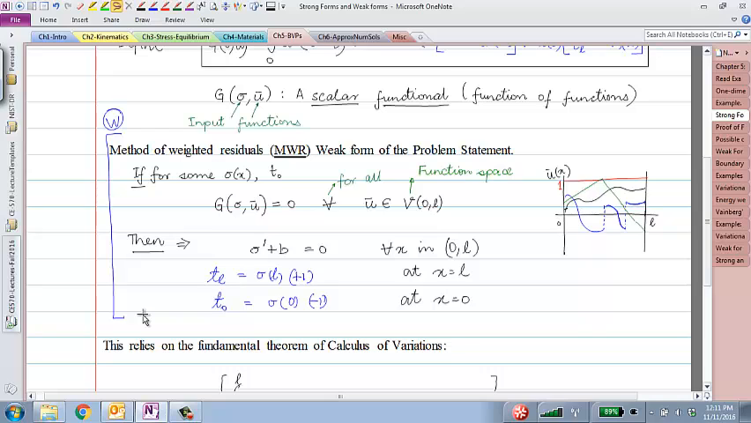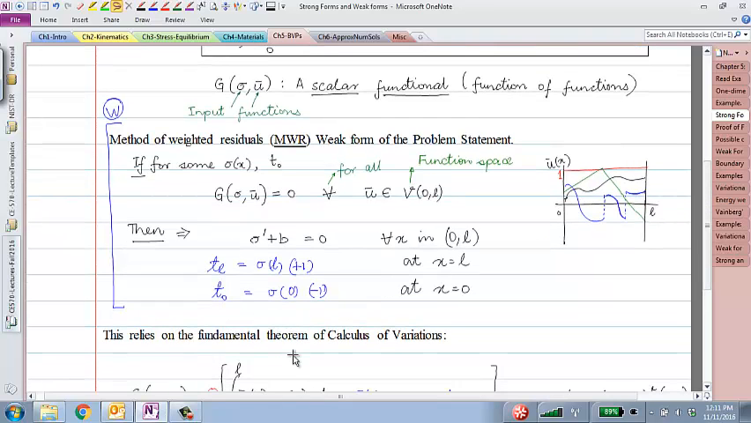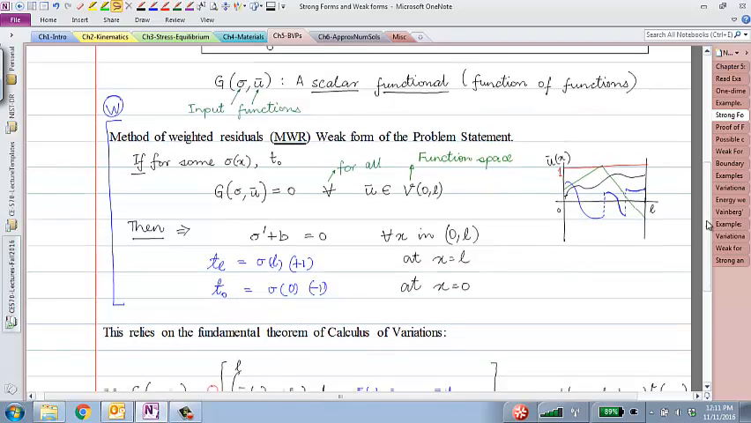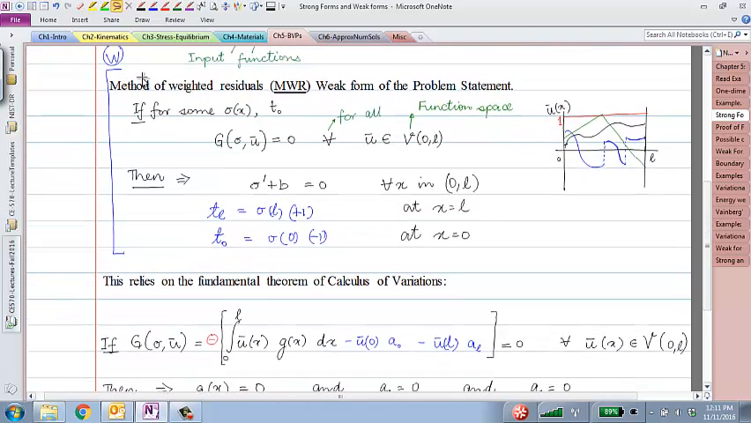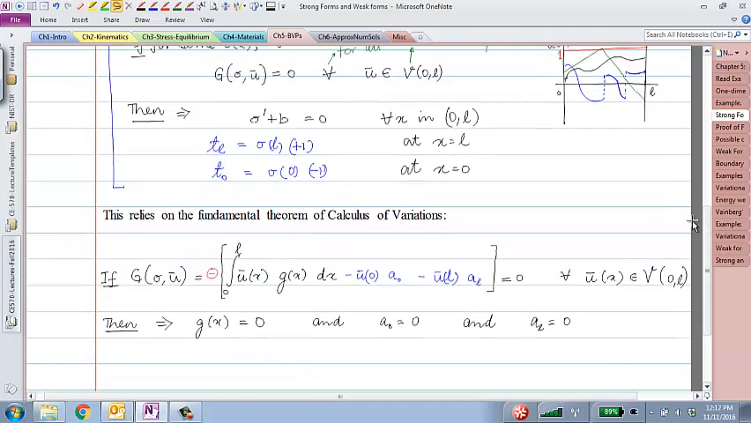So all I've done is state the problem in a slightly different way. It's still the same original exact problem. Now I'll talk a little bit about why solving this is the same as solving the original strong form of the problem, and that relies on what is called the fundamental theorem of calculus of variations. If you remember from chapter 1, we talked about the fundamental theorem of calculus. Remember what that was, the fundamental theorem of calculus?